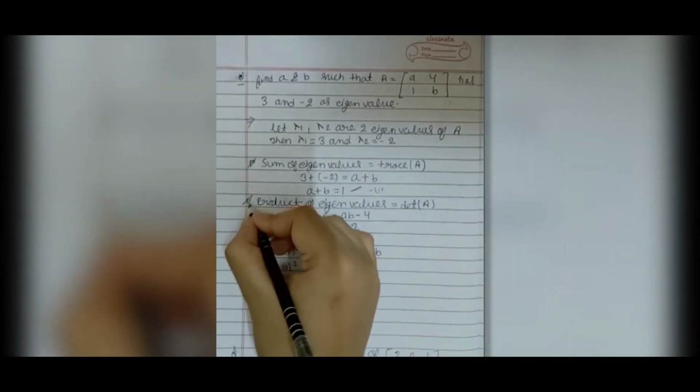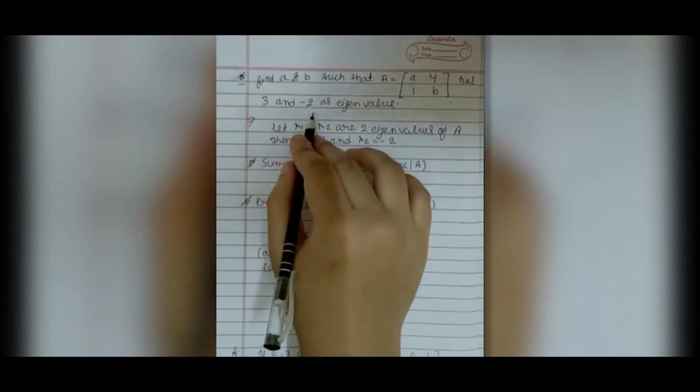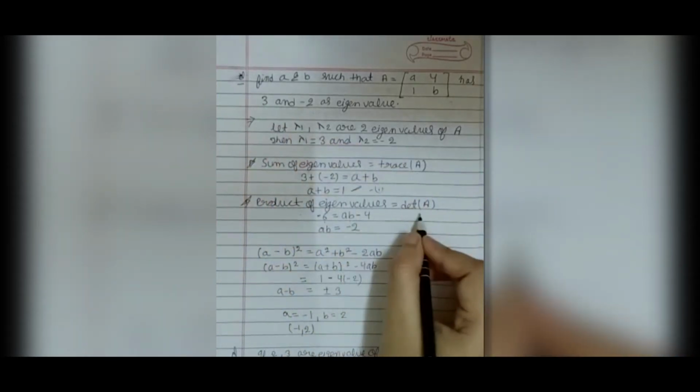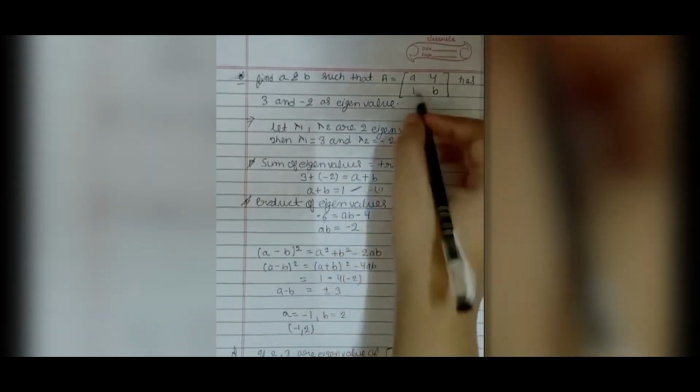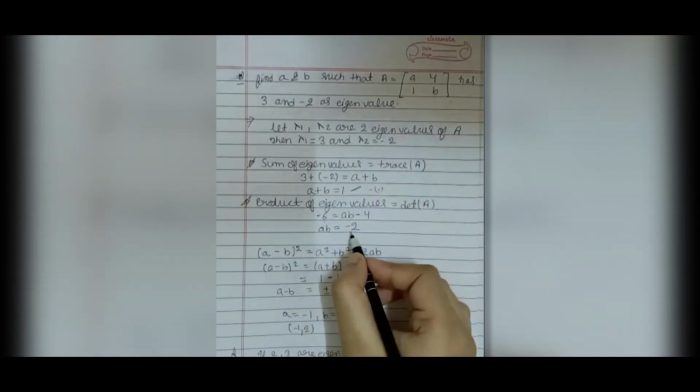And note down this formula. Product of eigenvalues equals determinant of A. Product, that is 3 into minus 2, minus 6, equals determinant of A, which is what? ab minus 4, one fours are 4. So ab equals minus 2.